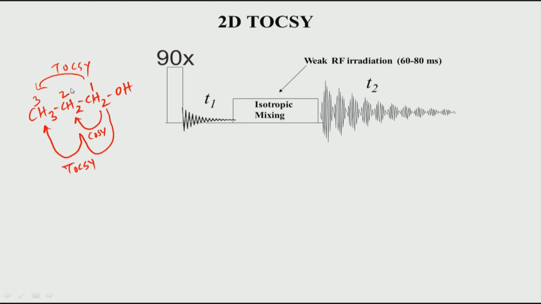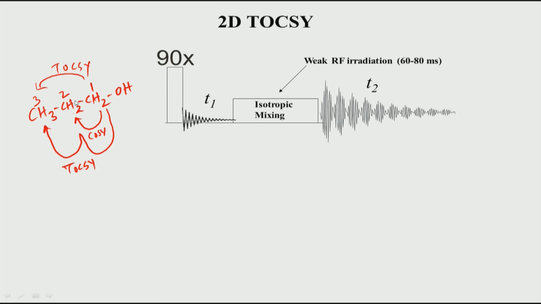In the case of COSY, the transfer takes place only between nearest neighbor hydrogen atoms. There is no transfer all the way up to 3 in a COSY, but in a TOCSY experiment, because we apply isotropic mixing, the magnetization first flows from here to here, then from here to here. So, now we can say that the chemical shift of 1 starts getting correlated with the chemical shift of 3. This is a special feature of TOCSY: it couples two hydrogen atoms which are not directly coupled to each other, but are still coupled through an intermediate coupling. So, suppose that these two did not exist.